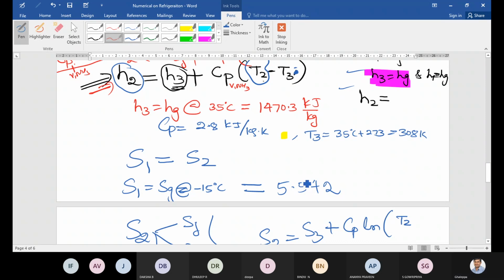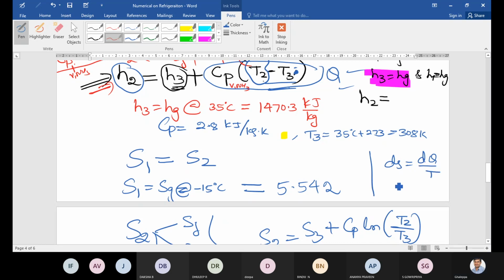You can ask a question, sir, why have you taken ln here? Why have you taken the difference in temperature here? Dear student, this formula is for Q, heat supplied. Already we discussed in module number 3: entropy, ds is equal to dq by T. Change in entropy is related to Q by T. You write Cp delta T divided by T, and once you integrate, you will get ln of T. So ln of T2 by T3. Understood? That is the reason we have written ln T2 by T3. If you find it difficult, you would have to memorize it.